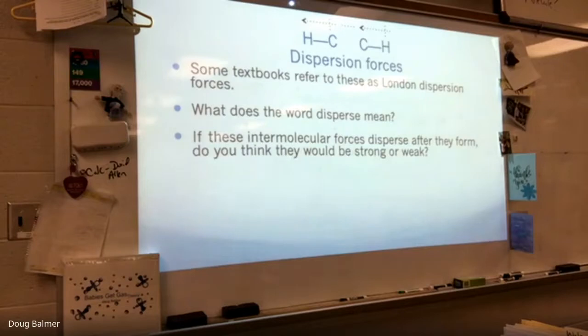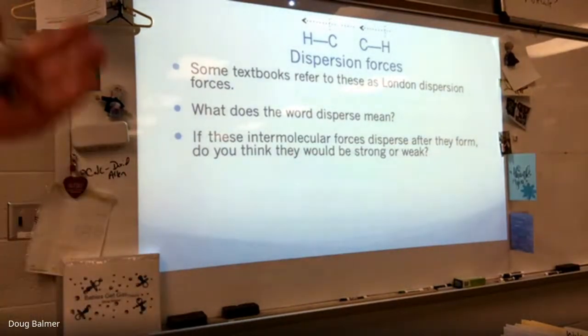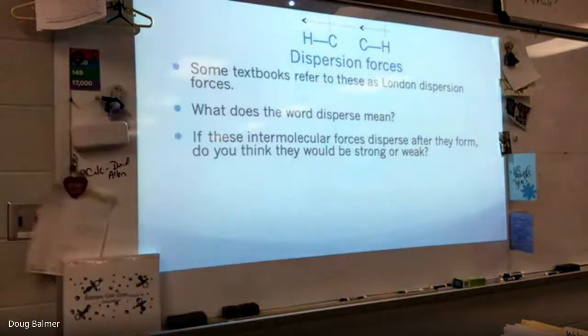That would be weaker. All right, what does it mean to disperse? If a crowd forms and then disperses, what does that mean? They break apart, scatter, they fall apart. So, do you think that sounds like a really strong intermolecular force or a really weak intermolecular force? Thumbs up really strong, thumbs down really weak. If it forms and then breaks apart, falls apart. Strong or weak? Yeah, that would definitely be the weakest of the three forces.